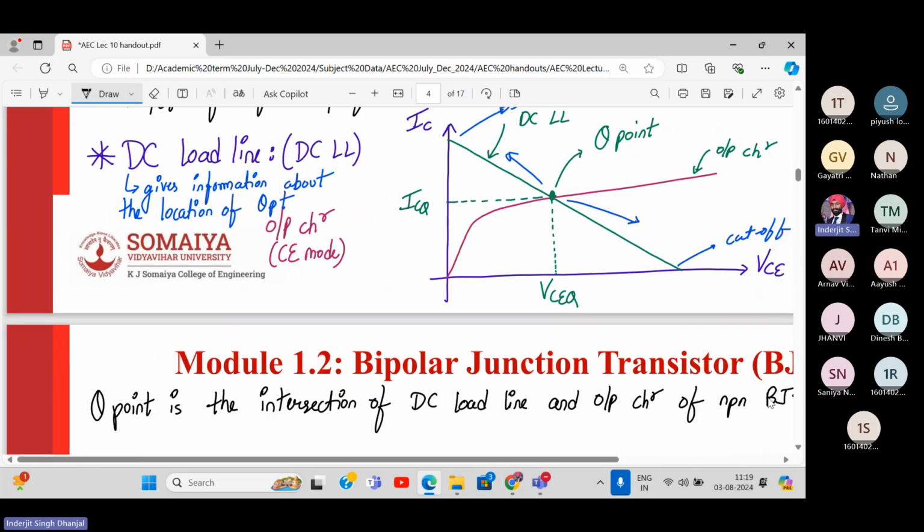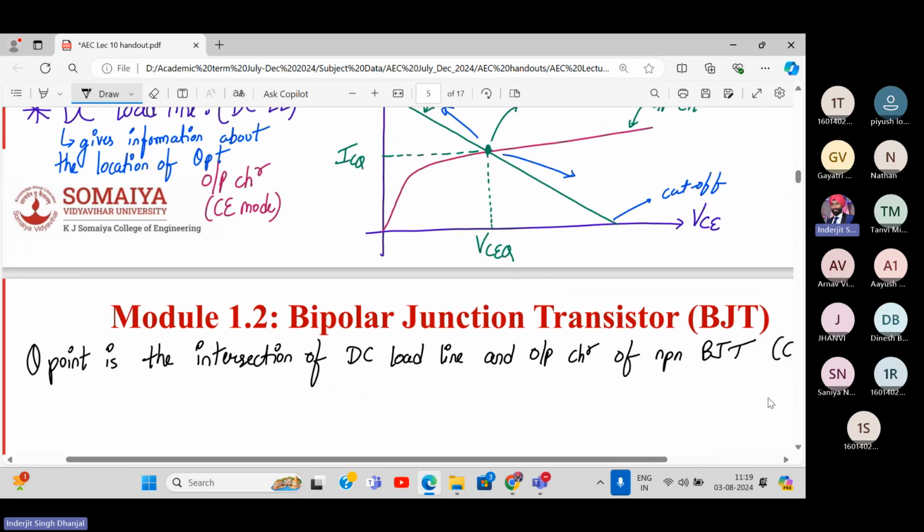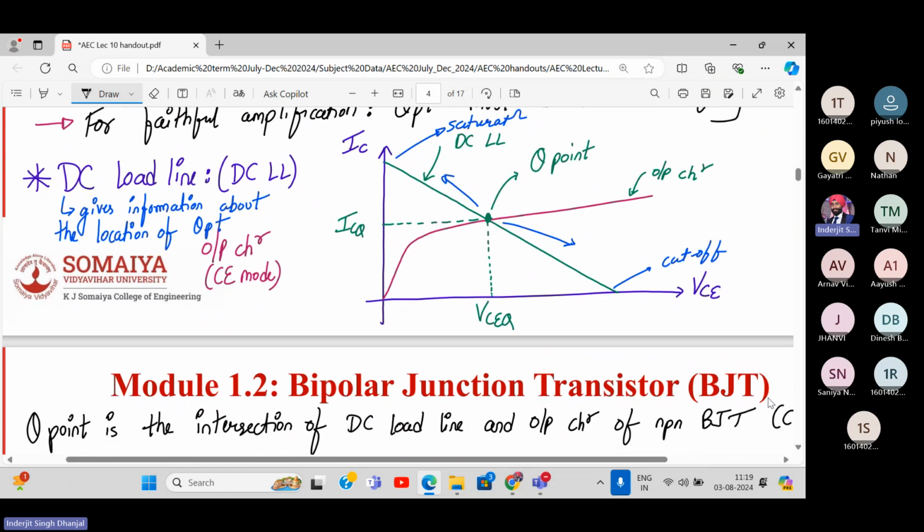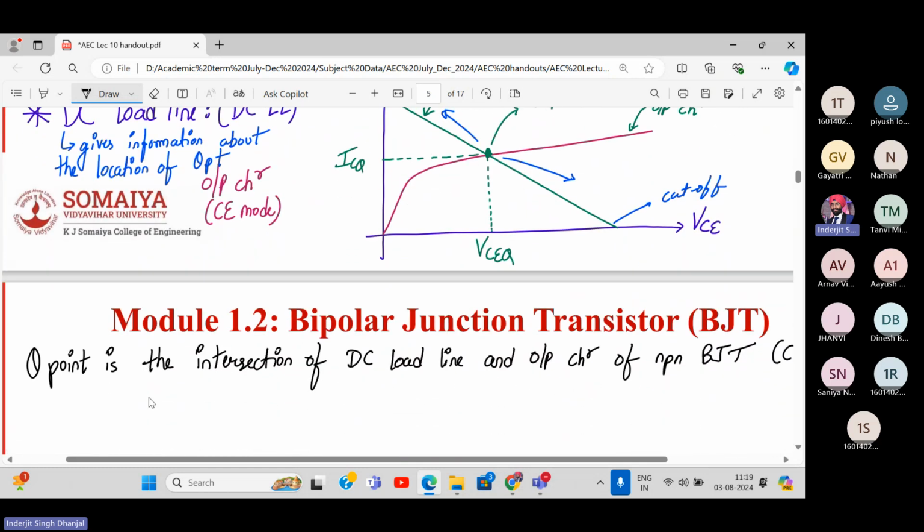Okay, so what is the Q point? Q point is the intersection of the DC load line and the output characteristics of an NPN BJT. Have you got this point now? Okay, and how do we write the Q point? The Q point for a transistor will be VCEQ, where Q stands for the Q point, and ICQ.